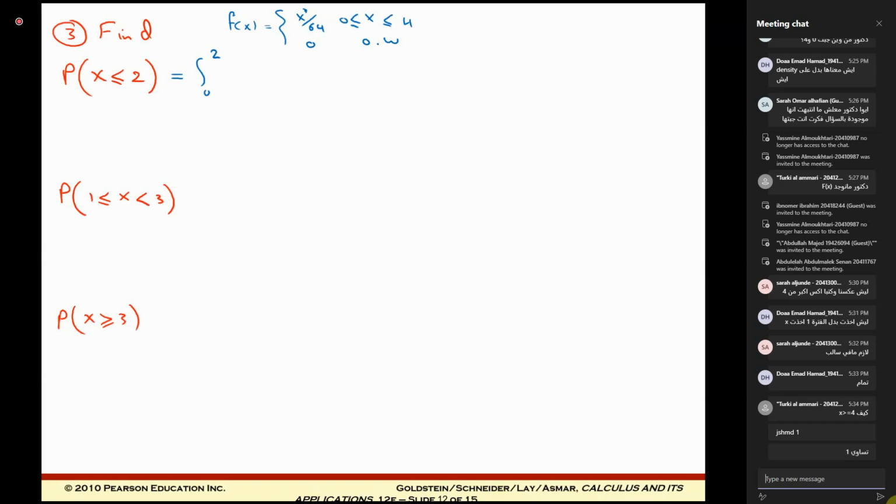Now from 0 to 2, x to the power 3 over 64. The same integration, x to the power 4 over 256, but the substitution is different. Substitute 2, we have 16 over 256, minus substitute 0, 0, so we have 16 over 256.